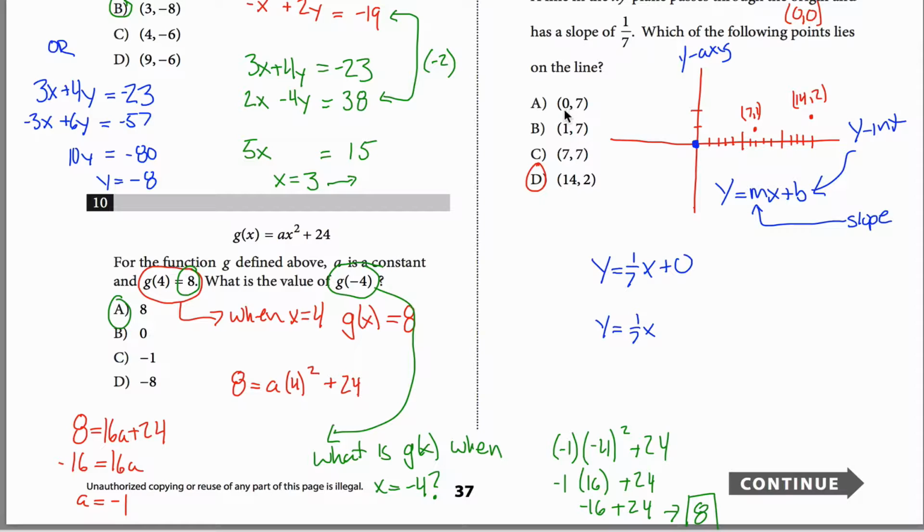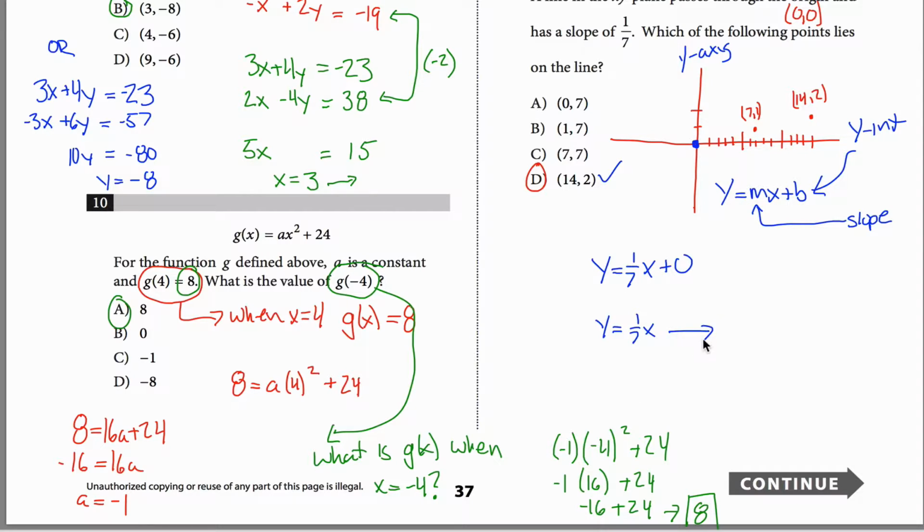So try plugging in 0, 7. Change the x's into zeros. Will y be equal to 7? No, 1/7 times 0 isn't 7. Okay, try changing the x's into 1. 1/7 times 1, is that equal to 7? Nope. Okay, try plugging in x equals 7. 1/7 times 7, does that equal 7? Nope, it's not that one. Okay, try plugging in 14. 1/7 of 14, does that equal 2? Yeah, it sure does. That's my answer right there.